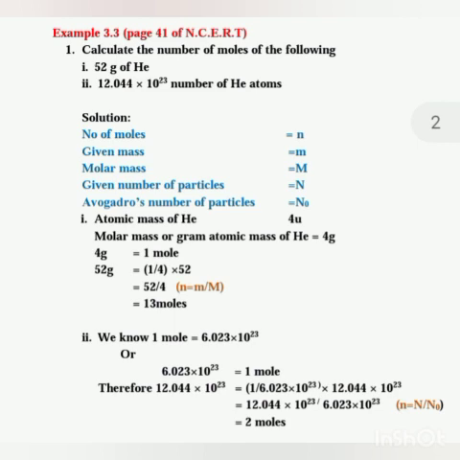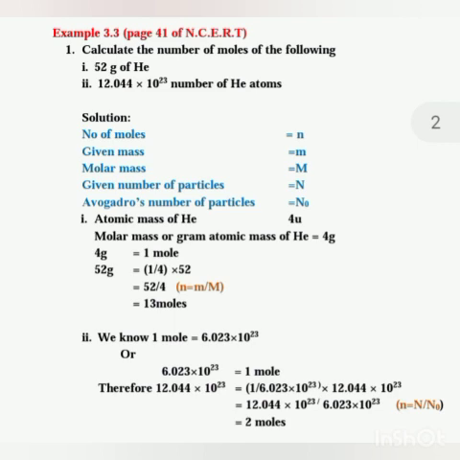How can you derive the formula? Number of moles is equal to small m, which is the given mass, which is 52, divided by the molar mass. Molar mass is 4. And we get the formula n is equal to m by 4. Now we will see another example.